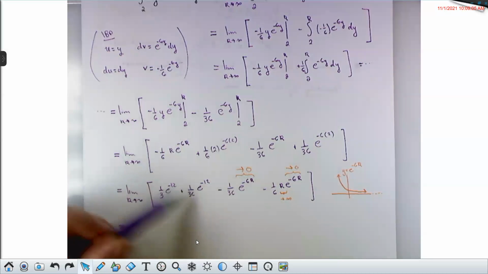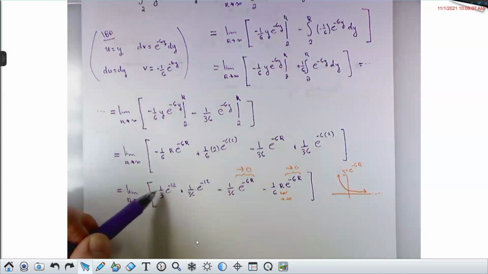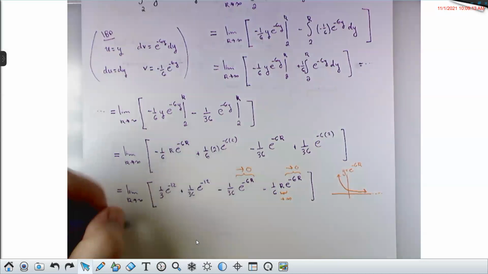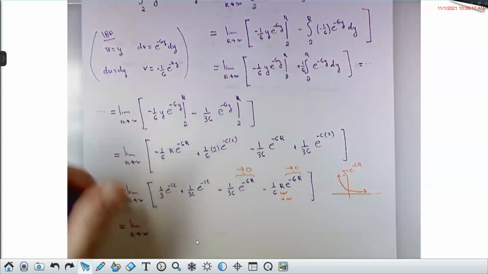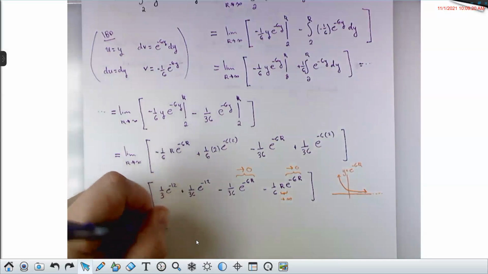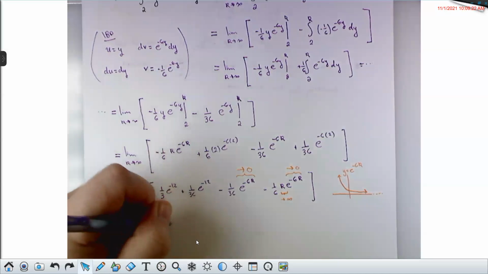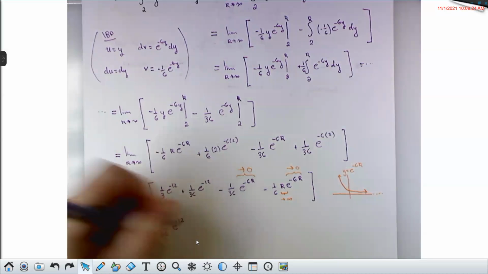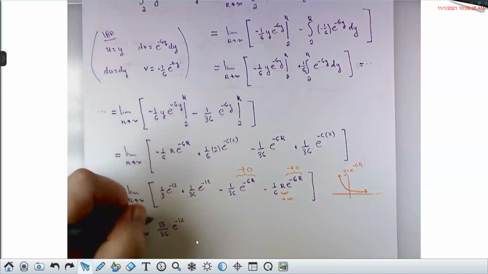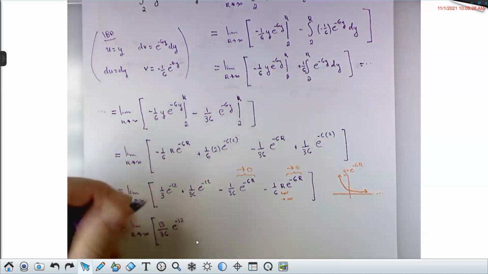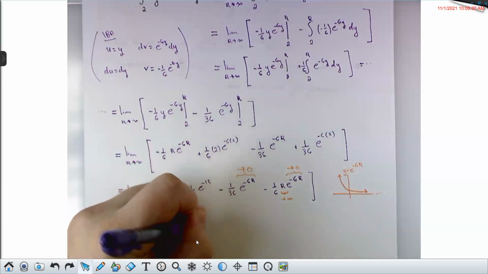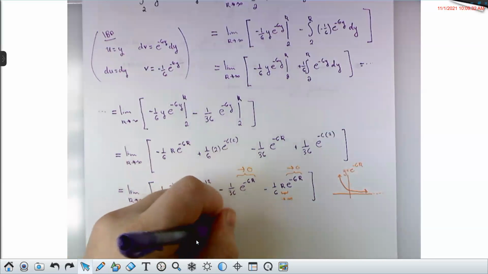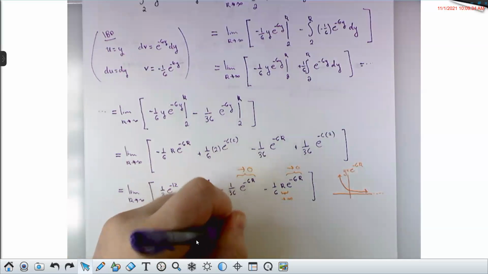Now 1/3 plus 1 over 36. Let's see, 12 times 3 is 36, right? So this is 12/36 plus 1/36 is 13/36. e to the negative 12. That's the first piece, or the first two pieces put together. This middle piece here is 0, and this last piece here requires some love.